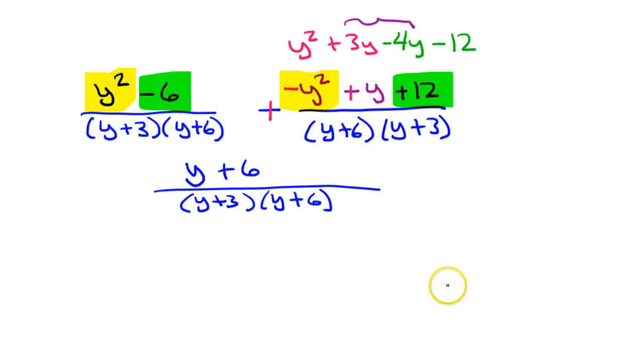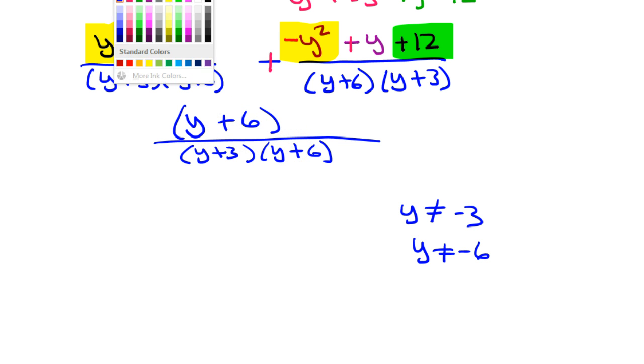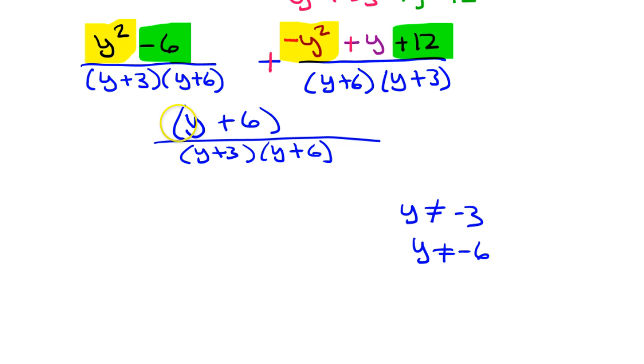Now, it would be a good time to show what the restrictions will be before we cancel anything out. So I know that y cannot equal negative 3 because of that, and y cannot equal negative 6 because of that. Now, the y plus 6's, I have one in the numerator and one in the denominator. So those are going to cancel out. Alright, those cancel out. So all that's left is y plus 3.